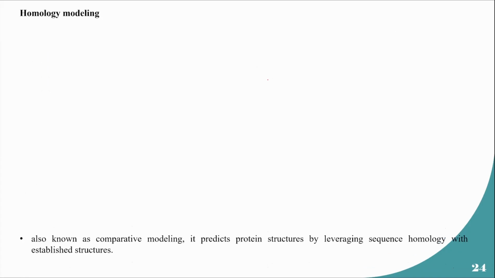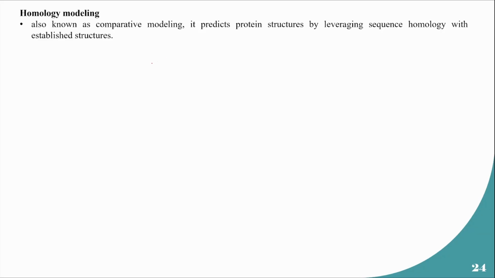If we take a look at the process, homology modeling is also known as comparative modeling. And of course, it predicts protein structures by leveraging sequence homology with established structures. So if you have homology with already known protein structures, if you have homology with the sequences, then you can use that to predict the structure of the new target, right?